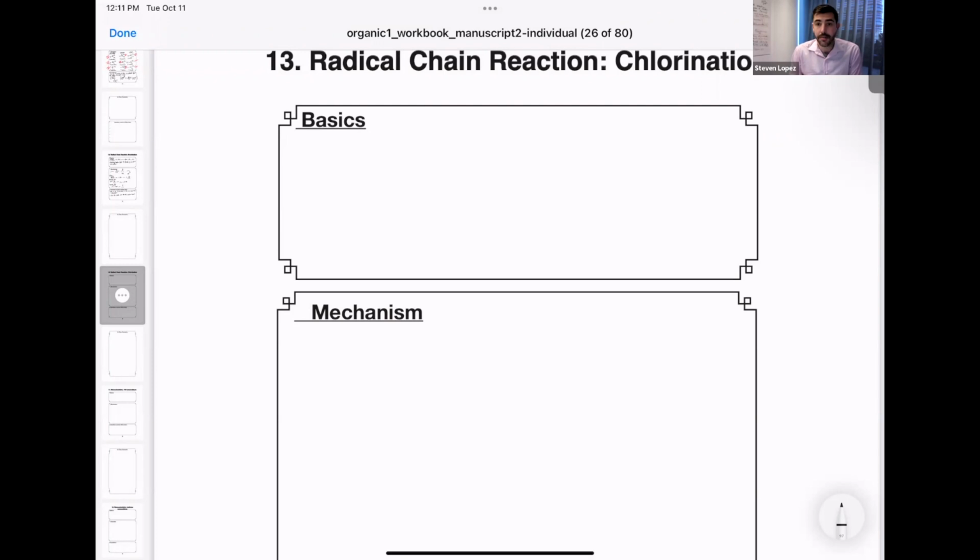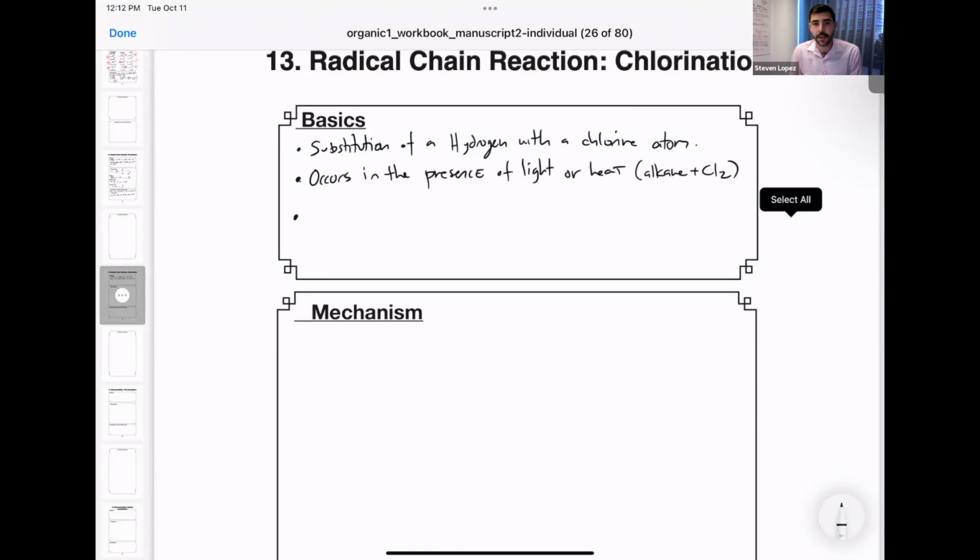First, a chlorination reaction is the substitution of a hydrogen in an alkane with a chlorine atom. This occurs by treating the alkane with diatomic chlorine in the presence of light or heat, and the selectivity changes based on the type of diatomic that is used.